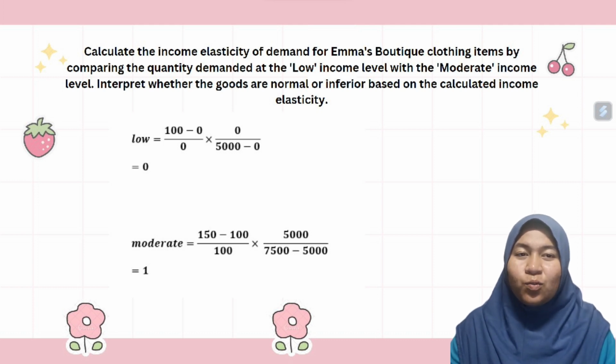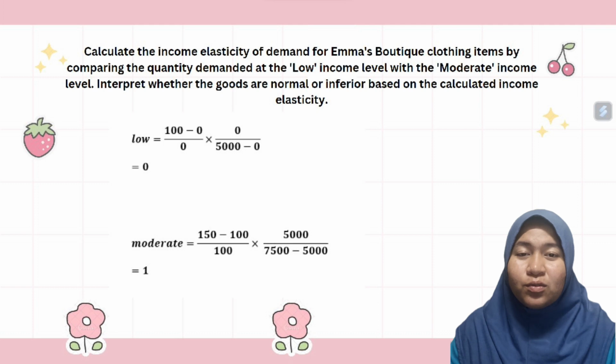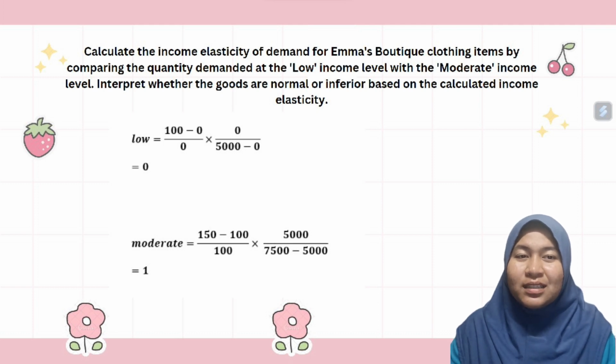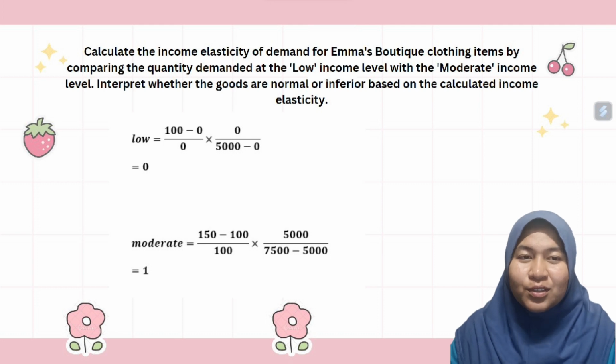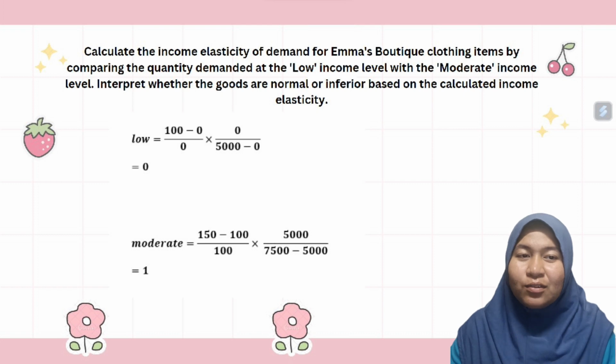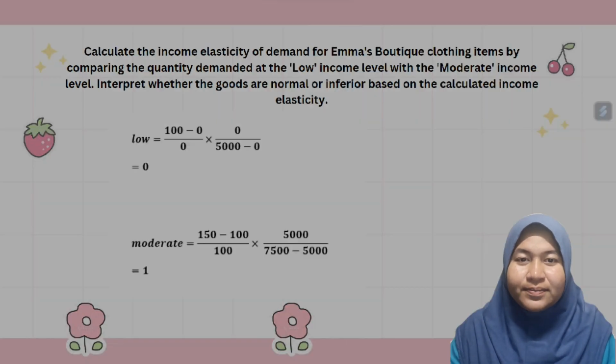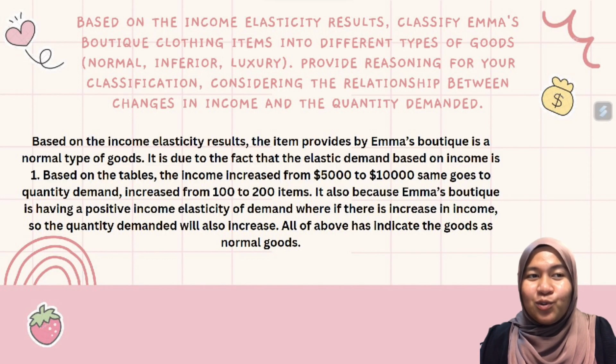Low equals 100 minus 0 over 0 multiplied by 0 over 5,000 minus 0, equal to 0. For moderate, equals 150 minus 100 over 100 multiplied by 5,000 over 7,500 minus 5,000, equal to 1. This is the answer for question 2 Roman.